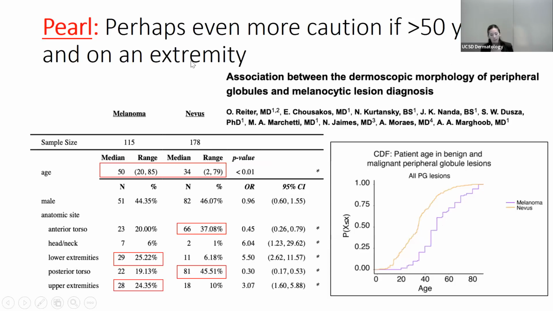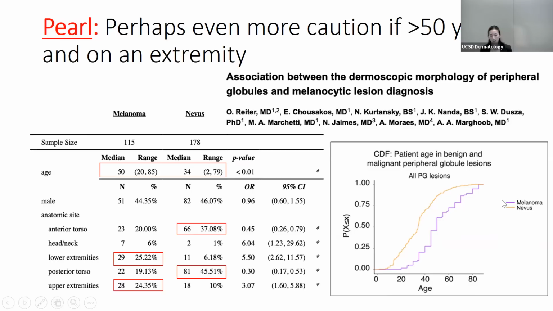And then this other study looked at a very similar thing. And what's even more interesting is maybe take a little bit more of a second look, or be more cautious if someone's older than 50 and you see peripheral globules on an extremity.